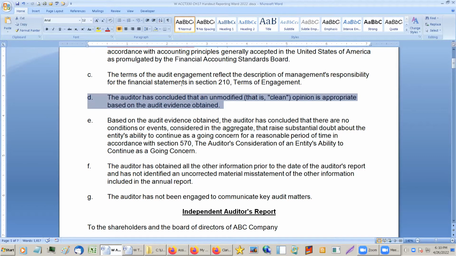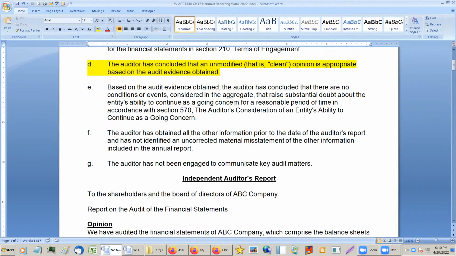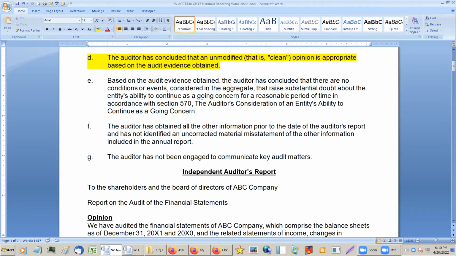This is only for clean audits. So this is an unmodified report. In other words, everything is okay. Based on that, I conclude that there are no conditions or events concerning the company continuing as a going concern for a reasonable period of time. Now this is somewhat new. This is when a company is going bankrupt. The client may be going bankrupt.